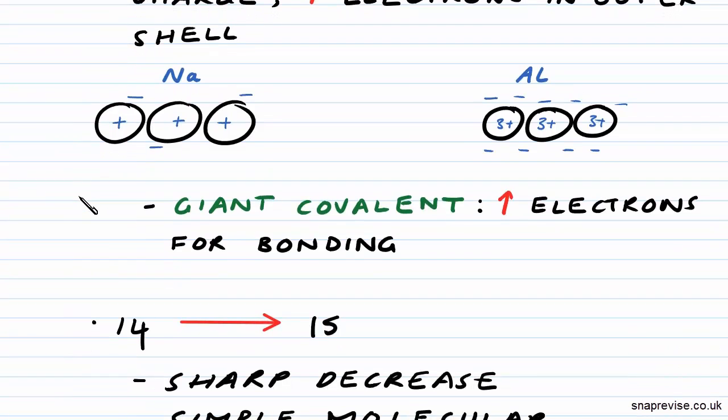In our giant covalent structures, we also have more electrons present. Each successive group has more electrons with which they can form the covalent bonds, again allowing for this high melting point.